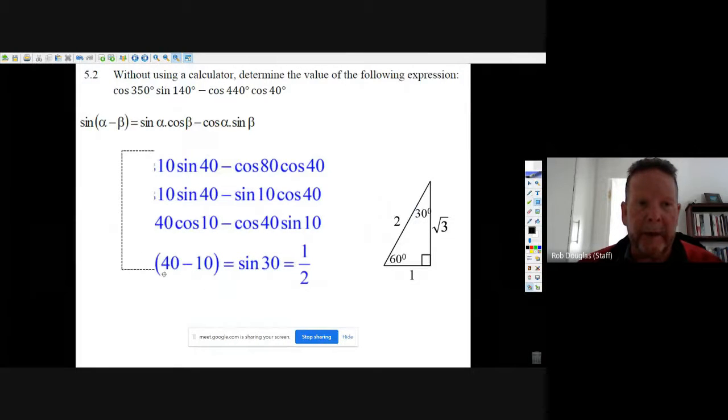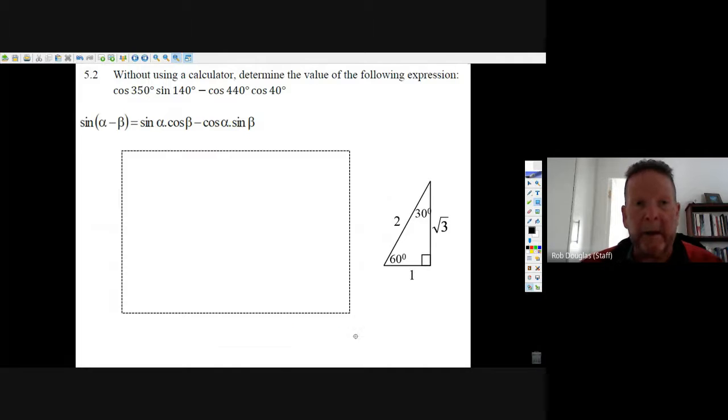Okay, we're going to look at a trigonometry question from the Prelim paper 2, and it says, without using a calculator, question 5.2, determine the value of the following expression. Cos of 350 sine of 140 minus the cos of 440 times the cos of 40.